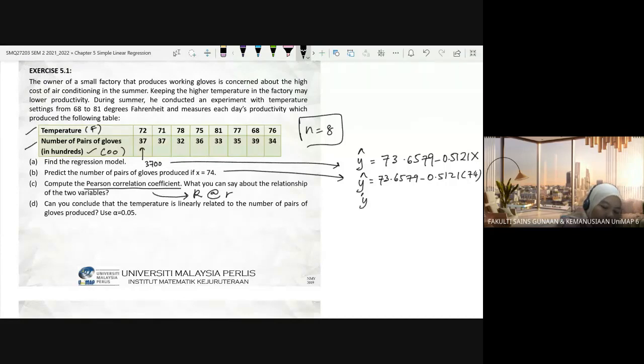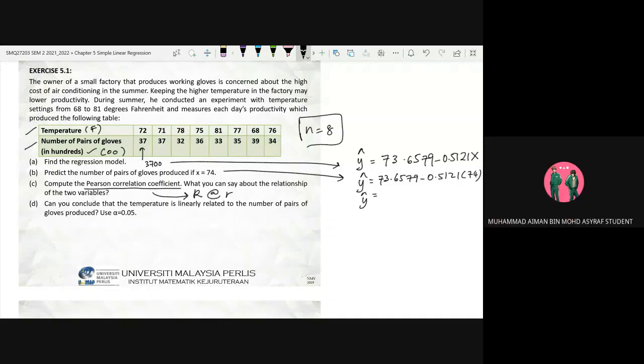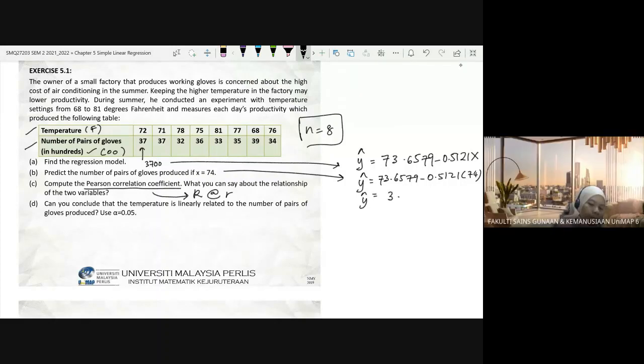What is your Y hat, class? Can someone please calculate? What is the value, class? 35.7625. 35.7625. Yes, 35.7625.